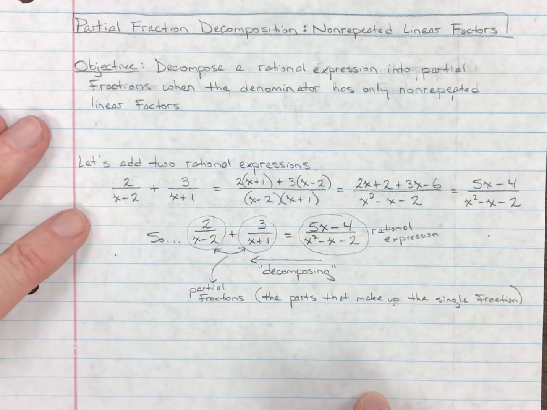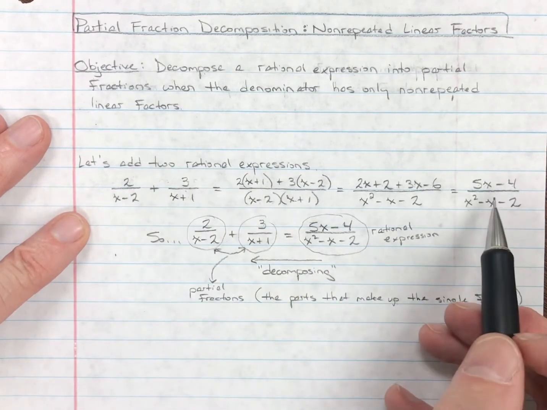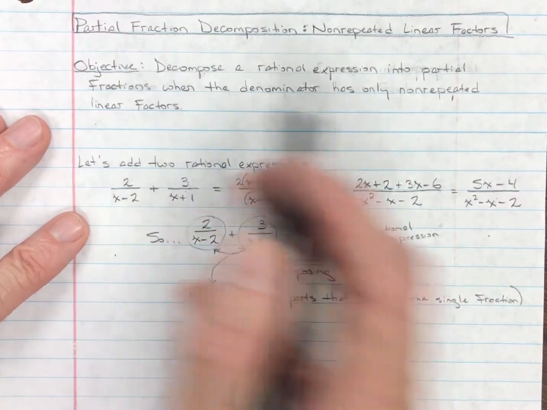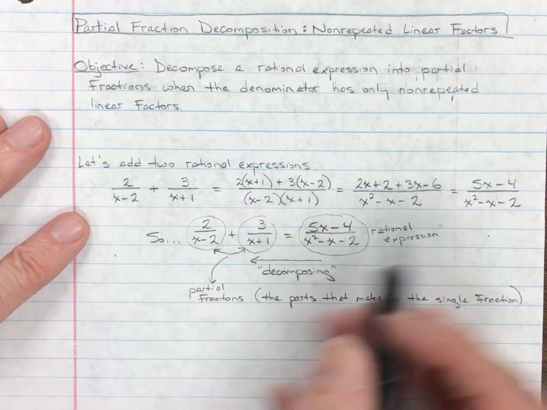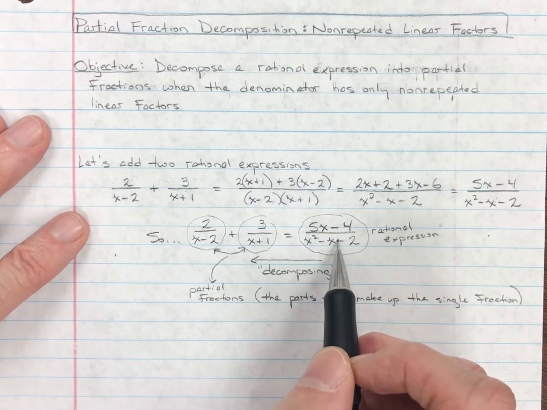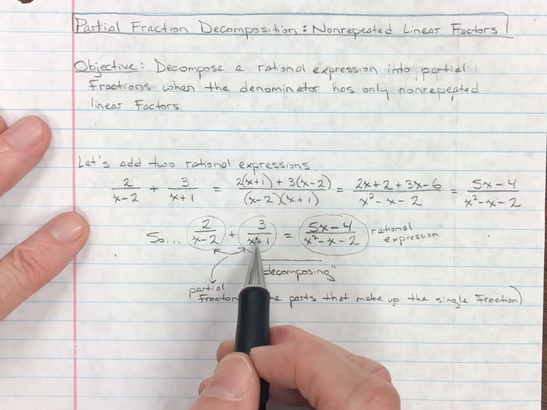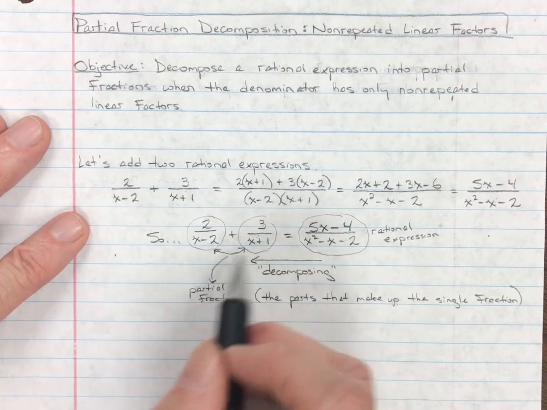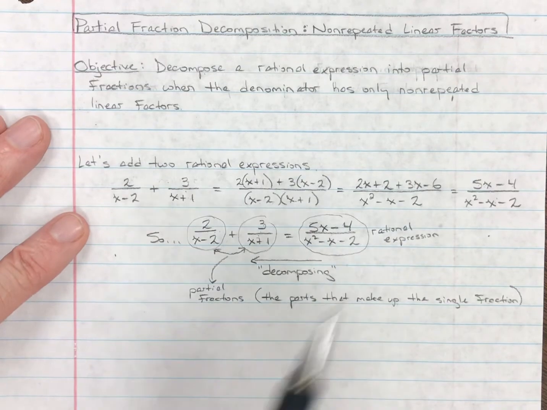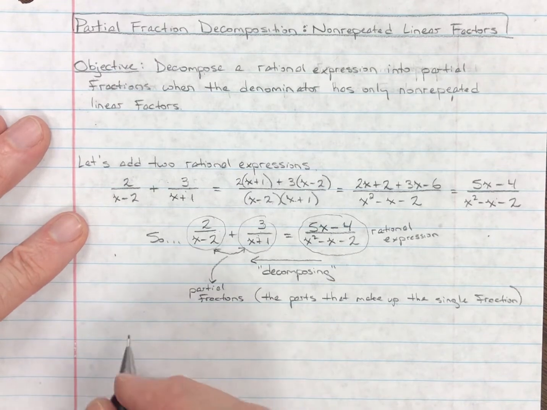Okay, so let me put this together again for us. We know how to take two rational expressions and add them together to get a single rational expression with a common denominator. Decomposition is going in the opposite direction, taking probably the more complicated rational expression and separating it into an addition problem of two simpler fractions, and these are called partial fractions because these two fractions are parts of this. Okay, that's decomposition.